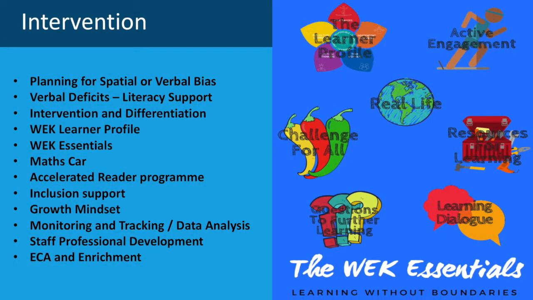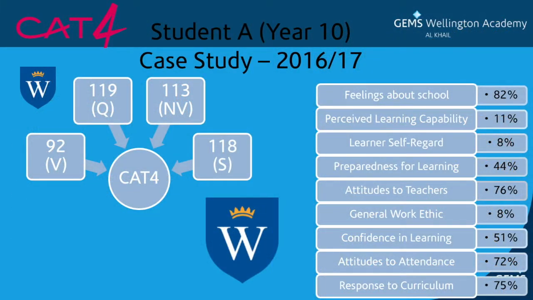On the left hand side, you'll see a range of intervention strategies that we use. I won't go into too much detail, but ultimately our WEC Essentials are a really fantastic way of ensuring we develop our cognitive function in students, but also that they can still achieve their potential. You'll see this case study of a child who joined us in Year 10 in 2016. The CAT scores on the left and then a PASS questionnaire on the right. What you'll notice is that the child has a verbal deficit, and their perceived learning capability, their self-regard and work ethic was quite low in November of 2016.